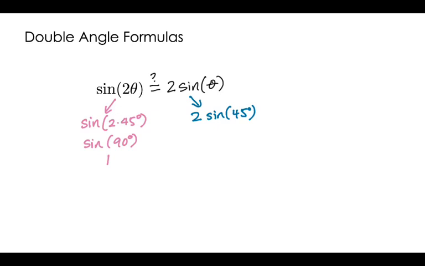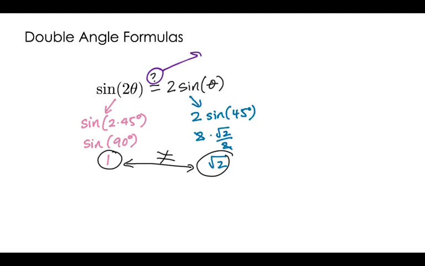And then over here, 2 times sine 45. I know that sine 45, if I find that on my unit circle, is square root of 2 over 2. So this is 2 times square root of 2 over 2. The 2's will cancel out, and that gives me square root of 2. And 1 and square root of 2 are not equal to each other. So the answer to my question, can I just pull the 2 outside of the sine? Nope, we cannot do that.